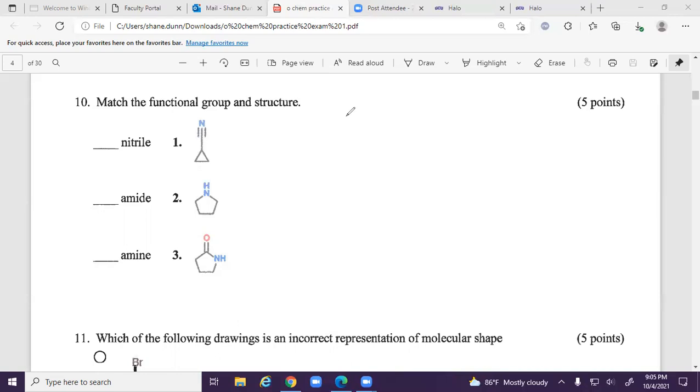Here's how you do nitrile. It has a T in it. What's that T mean? Triple. Nitrile is a nitrogen with a triple bond to a carbon. That's a nitrile. Cool.